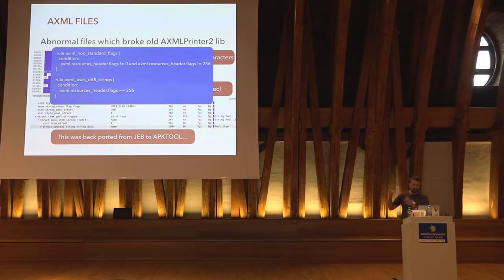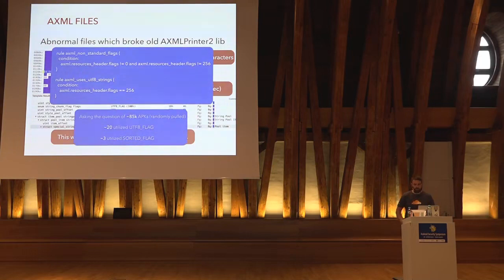So this is just supposed to be a really simple example of, I wanted to say, how many of these Android XML files do not have a flag of 0, or do not have a flag of 256, which would be a UTF-8 flag. And then which ones do have a flag of 256. And so I just quickly ran this over about 85,000 APKs, and only 20 had a UTF-8 flag, and only 3 have a sorted flag.